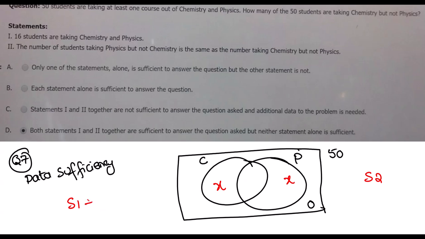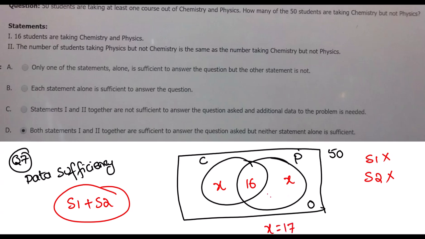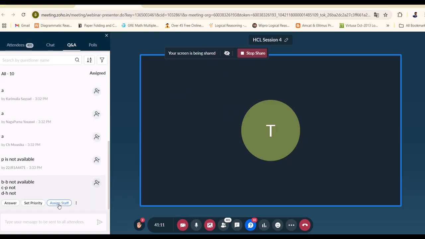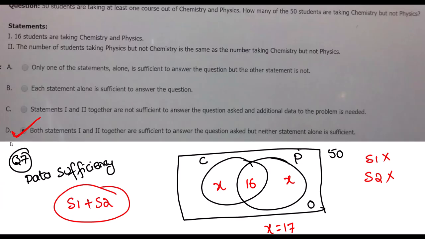So statement 1 and statement 2 put together. Alone not possible. If you put them together, x plus 16 plus x equals 50, 2x equals 34, x equals 17. I am able to find that chemistry but not physics is 17. In the question, physics but not chemistry is also the same count. Then with both statements put together we are able to solve. Statement 1 alone we are not able to solve. Statement 2 alone we are not able to solve. Put together it is sufficient. Data sufficiency related question, right. Now see the next one.